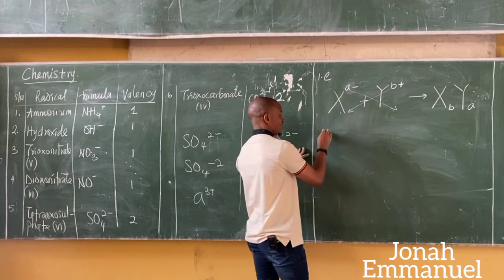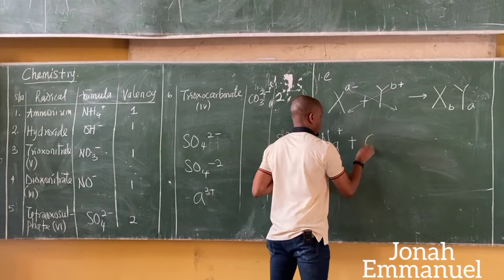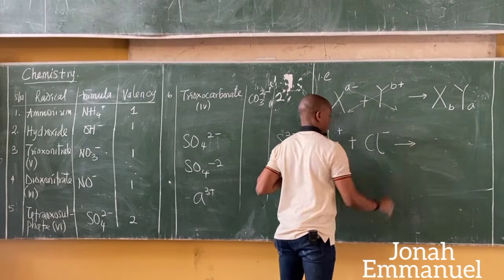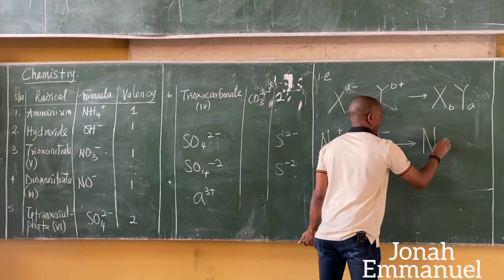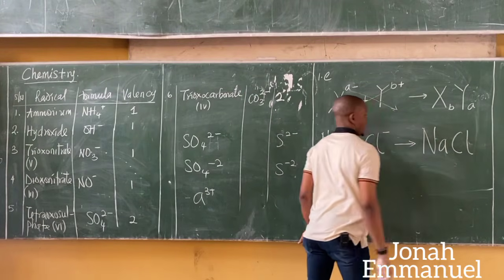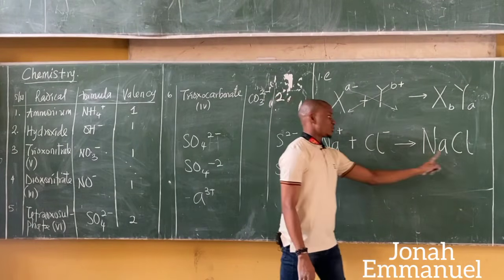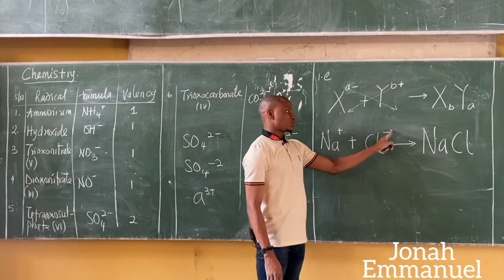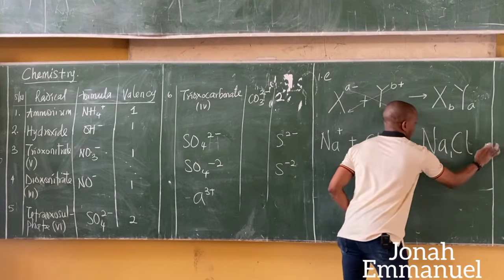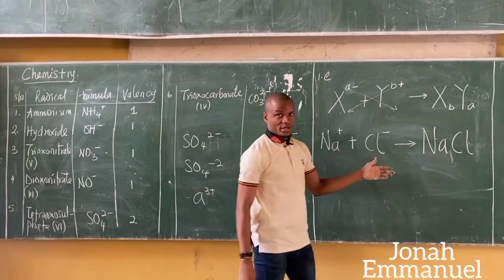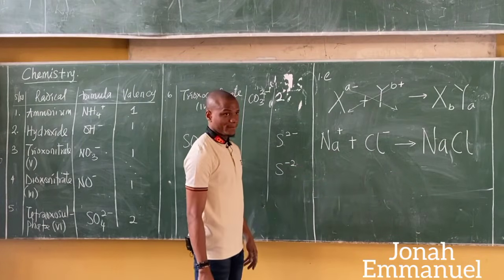Example. Let's say I have sodium, Na plus, combined with chlorine, Cl minus. What compound will form? It becomes NaCl. This plus 1 comes this way and becomes 1 here. This minus 1 comes this way and becomes 1. I'm having 1 and 1 here, which can be ignored. And this is why sodium chloride is NaCl. That's the concept.